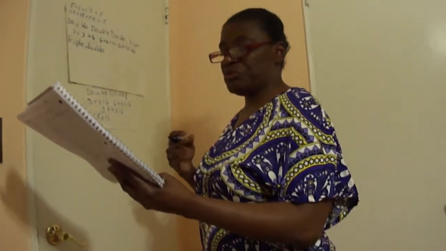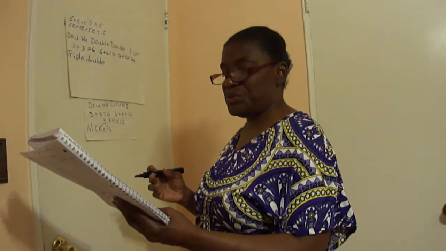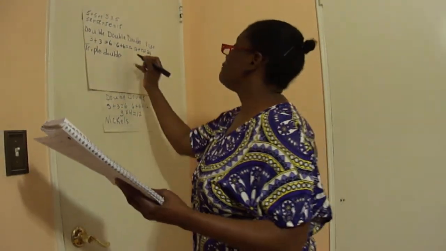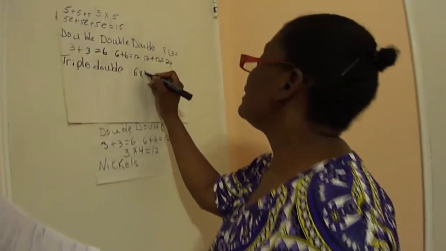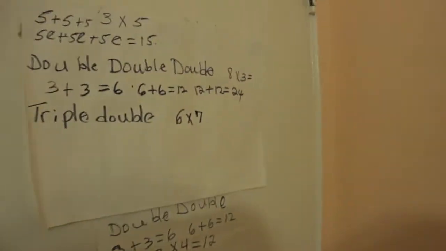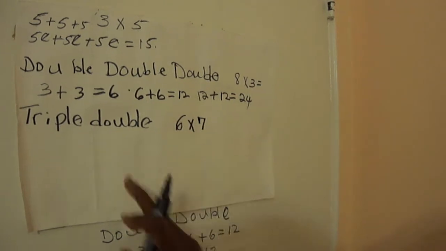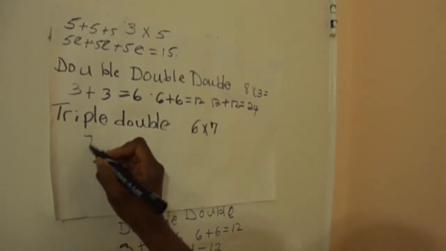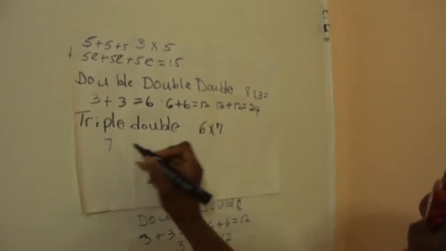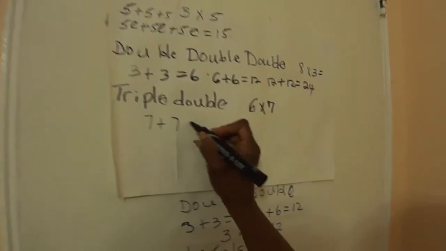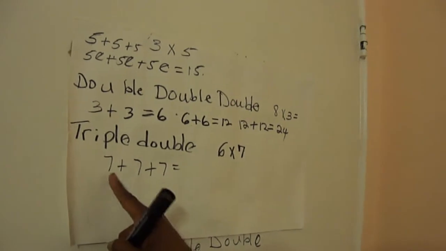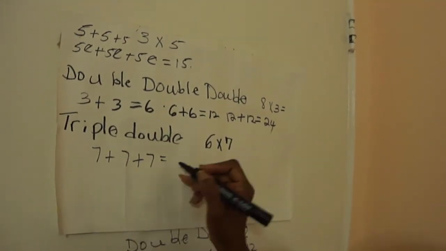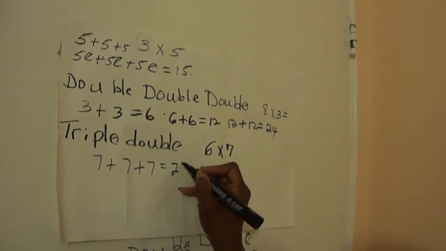We are gonna use, for example, let's say 6 times 7. What is 6? Let's see. We are gonna double the number, right? We're gonna say 7. We're gonna triple the number. 7 plus 7 plus 7. Let's see. 7 plus 7 is 14. Plus 7 is 21. Okay?